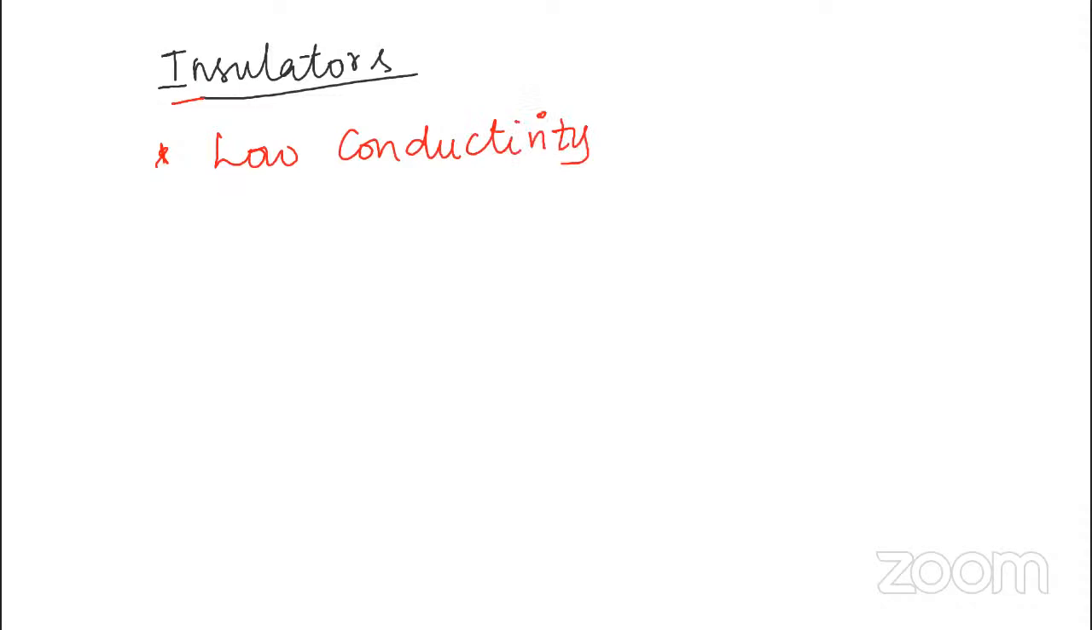Then what will the resistivity be? The resistivity value should be higher. If conductivity is high, then resistivity will be low. Conductivity and resistivity are inversely proportional, right? So if one value is high, automatically the other value is low. So low resistivity.